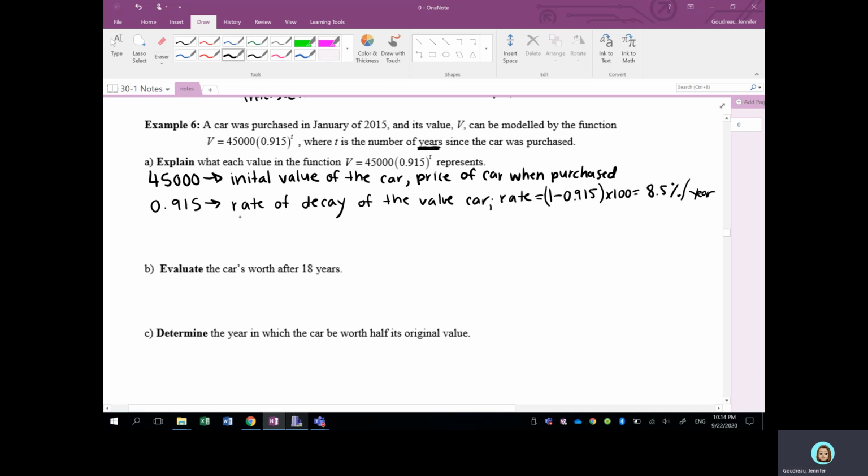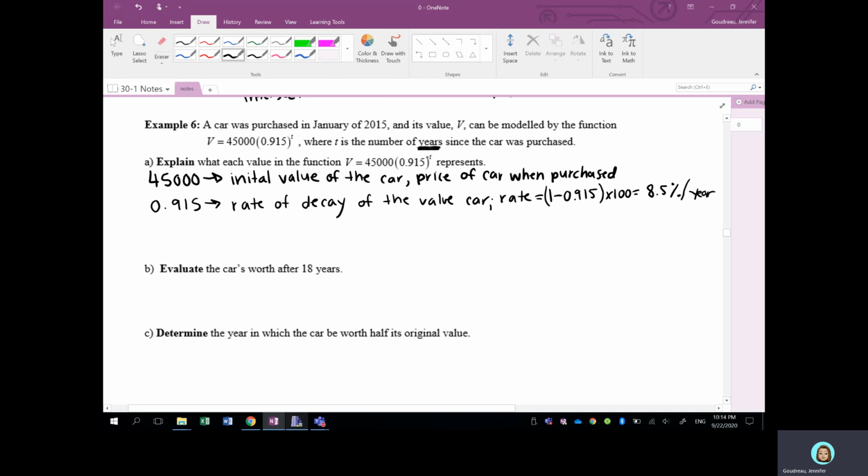So we can't just say it's the growth rate or decay rate. We have to say what is decaying. We have to say by how much and how often. So being very, very specific to the words in or the context of the problem. Now, this is a rate of decay.